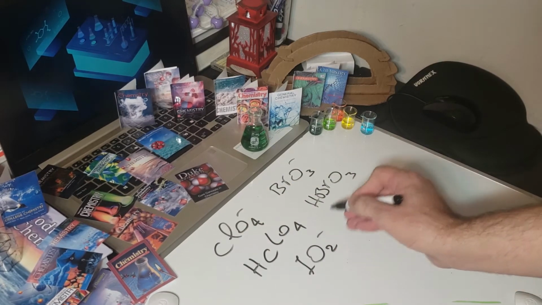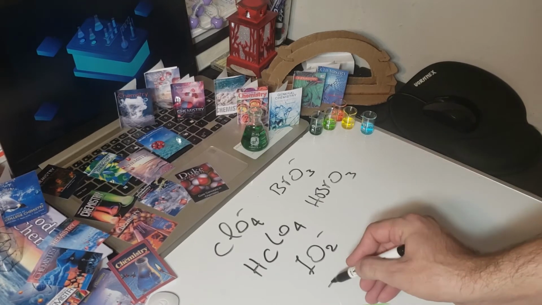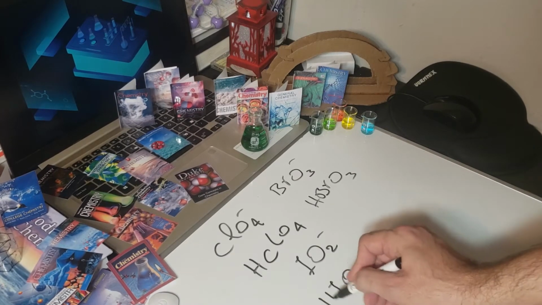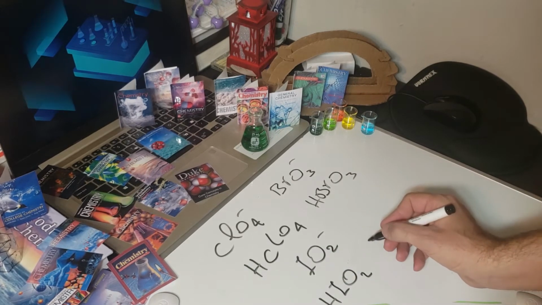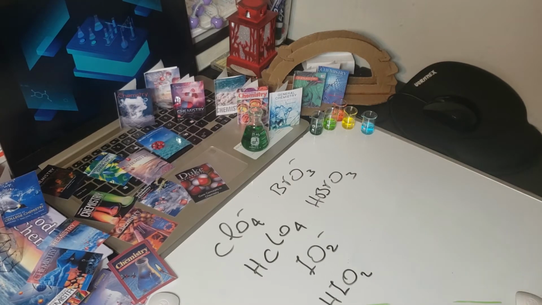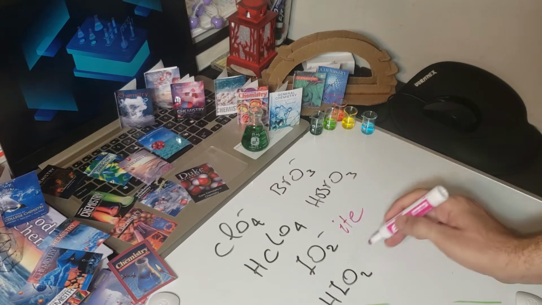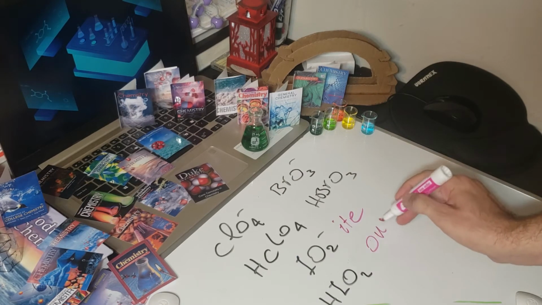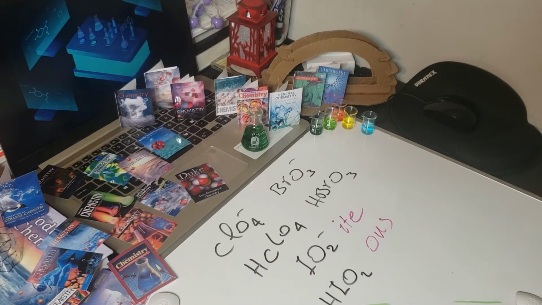IO2 minus, that is iodite, so HIO2 would be iodous acid. So this one is different. If you have the ite, when you go to acid, it becomes ous. So this becomes iodous acid.